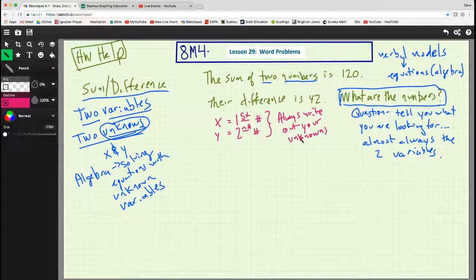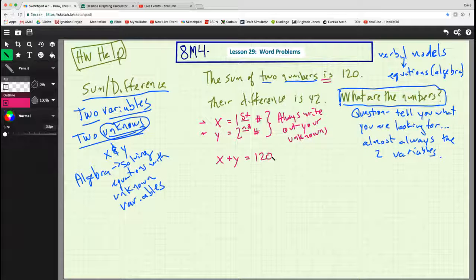This is going to become more important in some of the later word problems because first of all, it gives you a reference when you're going back and converting these verbal models, these word problems, into algebra. Watch what I do here. The sum of 2 numbers is 120. Well, what are my numbers? Oh, well, my numbers are X and Y. Cool. So the sum of my 2 numbers, X plus Y, equals 120.